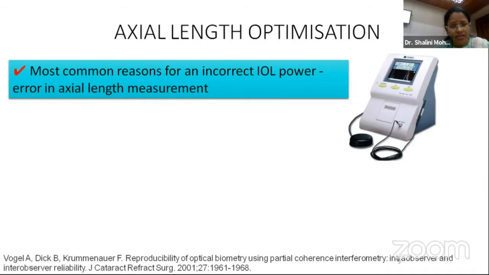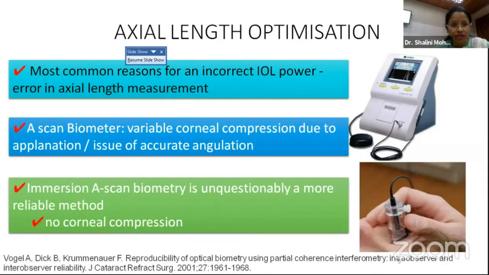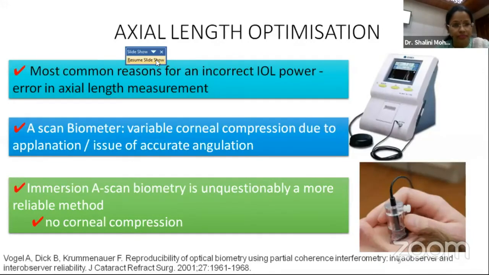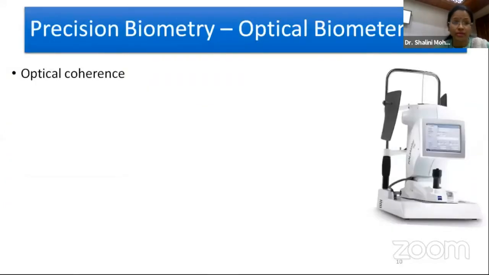Now, ultrasonic A scan is now actually, sorry. So if we see that ultrasonic A scan biometers, due to variable corneal compression and because of the issue of accurate angulation, are not very reliable. So immersion A scan biometry is unquestionably a more reliable method because of no corneal compression, and when used with Prager shells, that gives very good results.